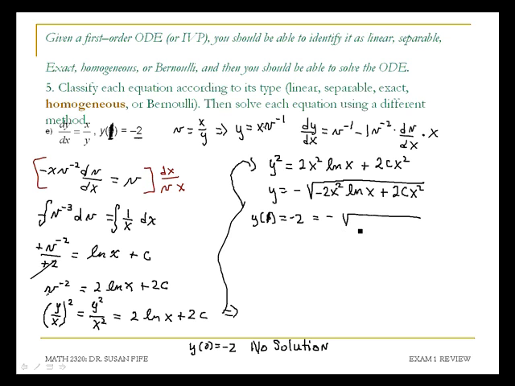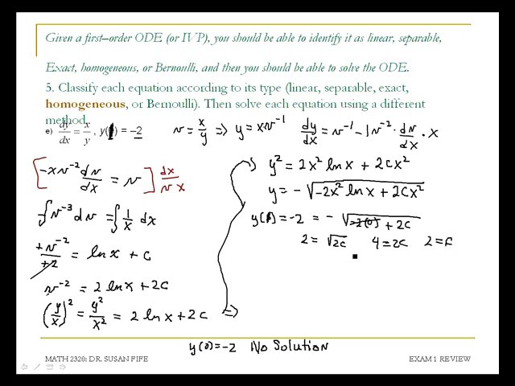Y of 1 equals negative 2. Putting 1 in for your x, you're going to get negative 2 times 1 times natural log of 1 is 0 plus 2c times 1. Here multiplying through by a negative gives you 2 equals the square root of 2c. Square both sides. Get 4 is equal to 2c. Divide by 2. You get 2 is equal to c.